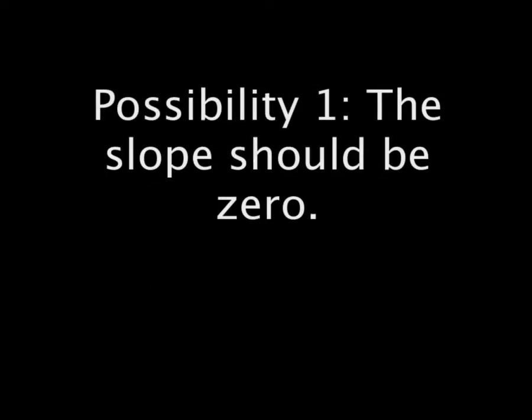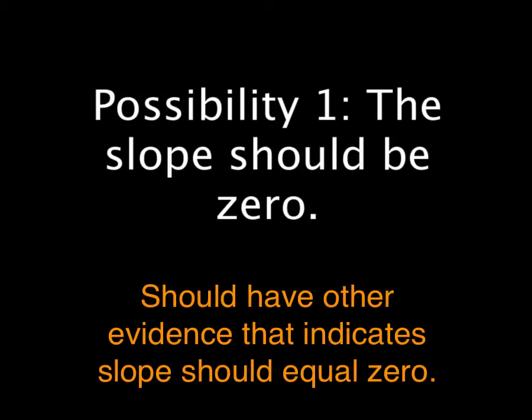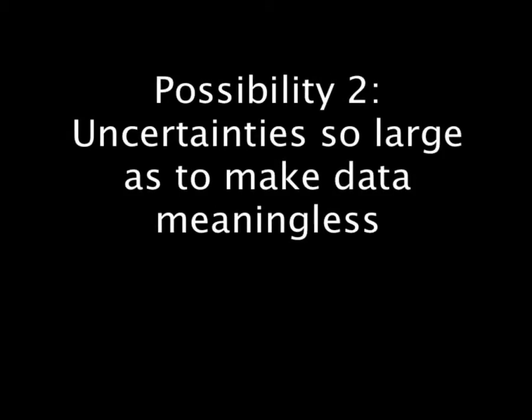Possibility number one is that the slope is really supposed to be 0. And if we have some other evidence that the slope should be 0, then we can usually claim that this really means that the slope is 0. The other possibility is that your uncertainties are simply too big to give you any measurable result.